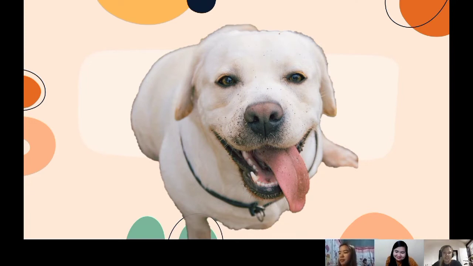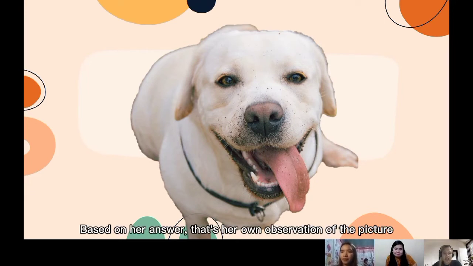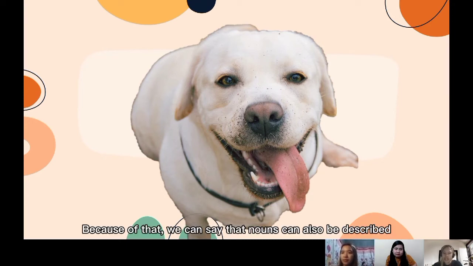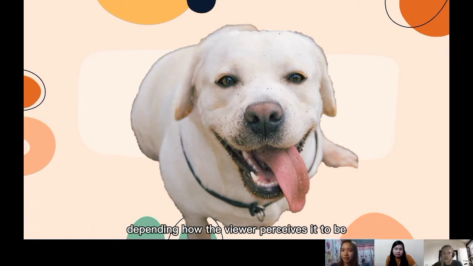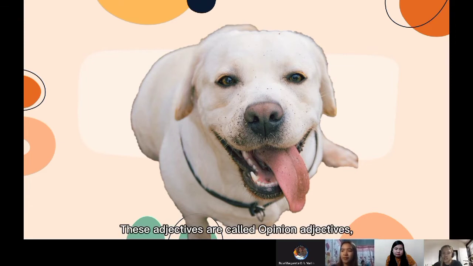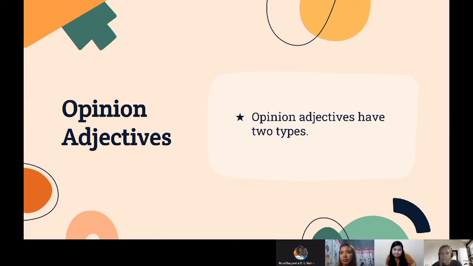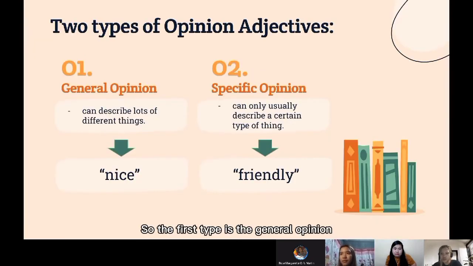That is based on her own observation of the picture. We can say that nouns can also be described depending on how the viewer perceives it to be. These adjectives are called opinion adjectives because they are based on the opinion of the viewer. So opinion adjectives describe what somebody thinks about something. Opinion adjectives have two types. The first type is the general opinion.